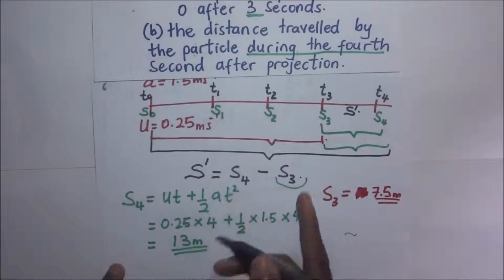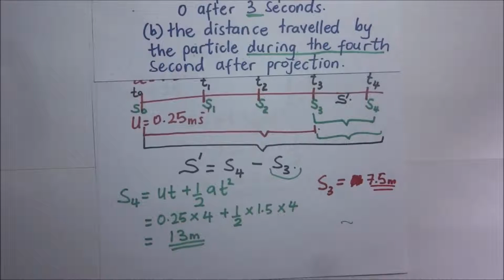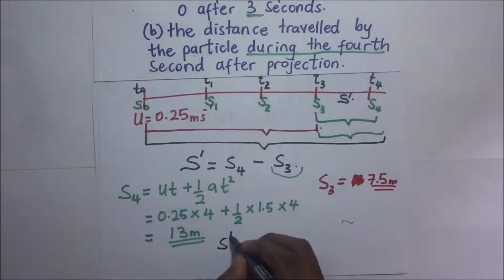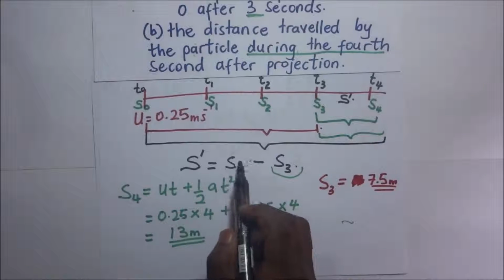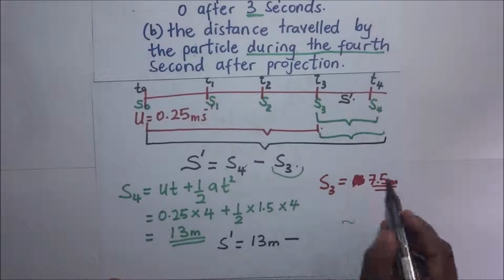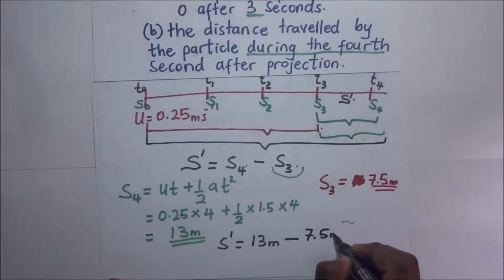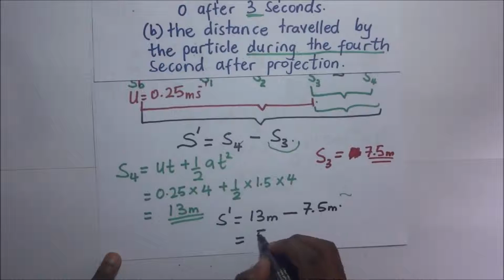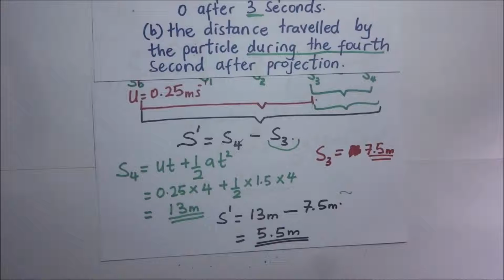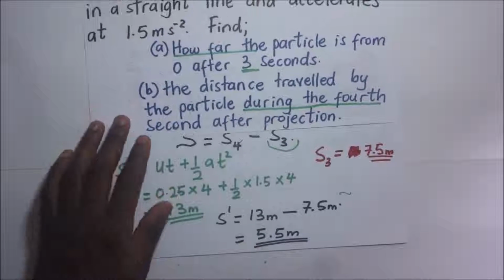So for us to get our answer, we are going to simply subtract. The distance covered in the 4th second, which is S prime, is going to be equal to S4. Now we got our S4 as 13 meters, so it's going to be 13 meters minus our value of S3, which is 7.5. And when we get 13 minus 7.5, we get 5.5. So 5.5 meters is the answer. That's the distance traveled by the particle during the 4th second.